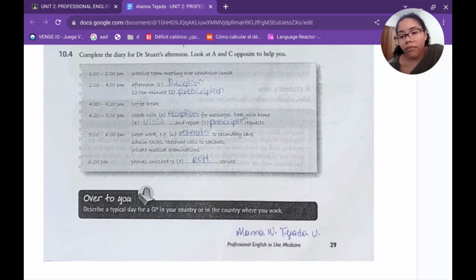4:20 to 5 p.m. Check with reception for messages. Deal with home visit requests and prescription requests. 5 to 6 p.m. Paperwork, referrals to secondary care, admin tasks, telephone calls to patients, private medical examinations. 6 p.m. Phone switches to OOH service.